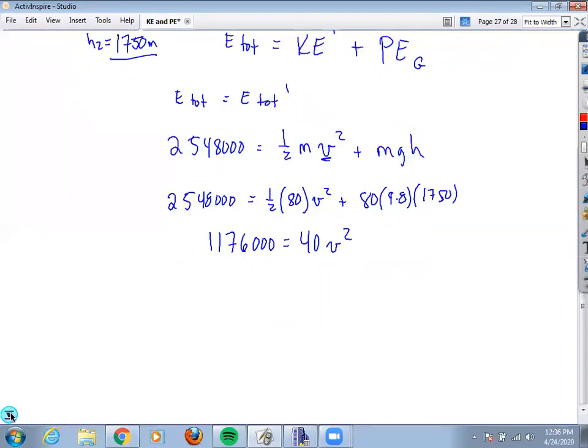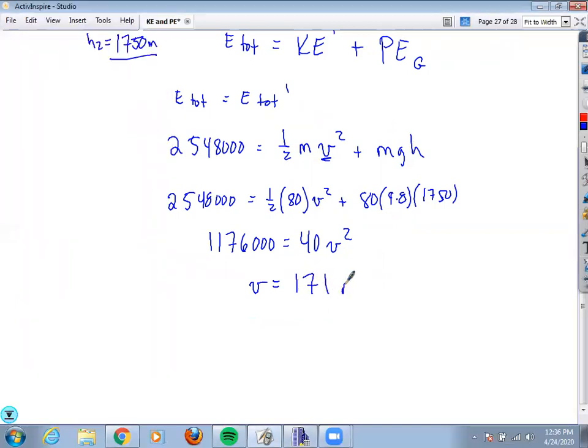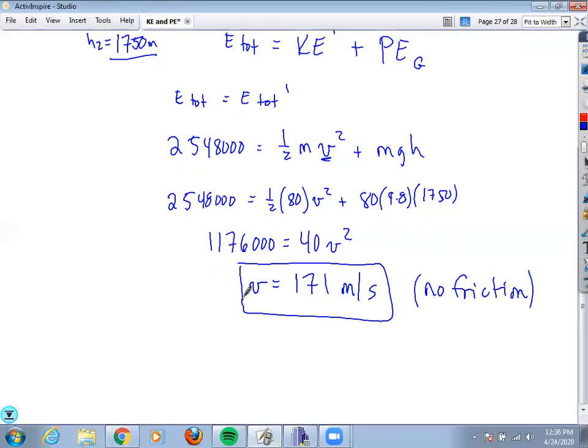So now we can isolate V: divide by 40, and take the square root. So V would equal the total divided by 40, and then you would take the square root of that, and you would get 171 meters per second. Now that's assuming no friction. That's not realistic. In real life, there is air resistance. There's no way you'd reach that speed, but for the context of this scenario, we use the conservation of energy to find the final velocity.